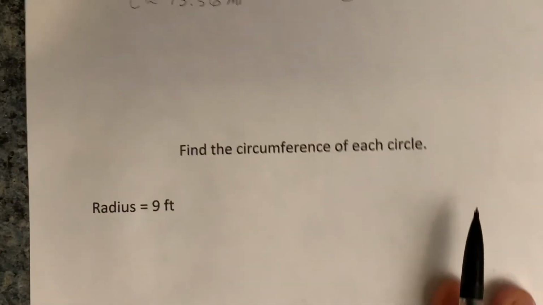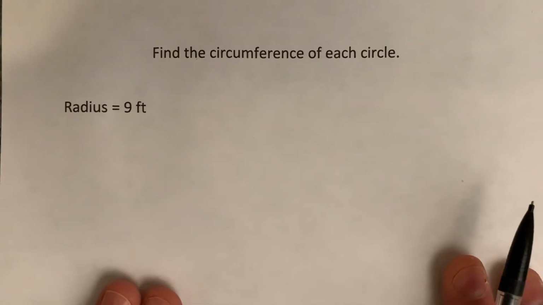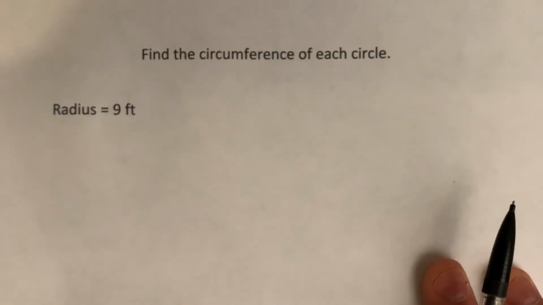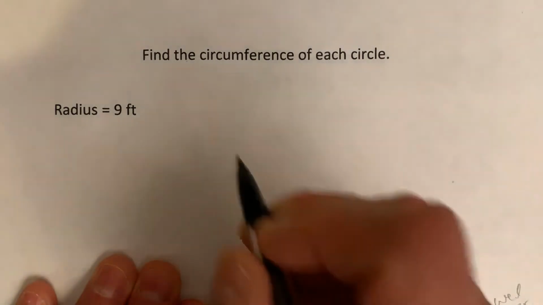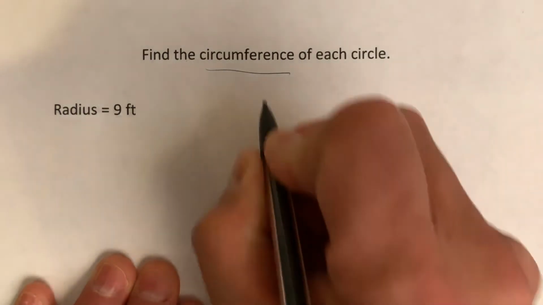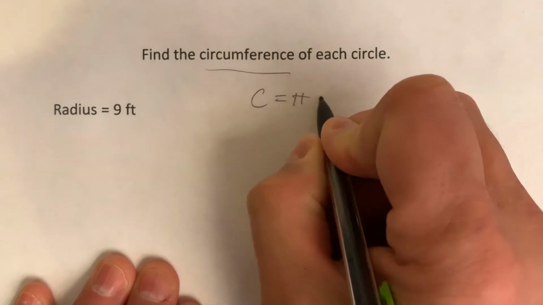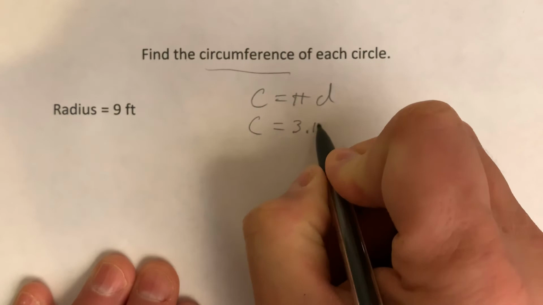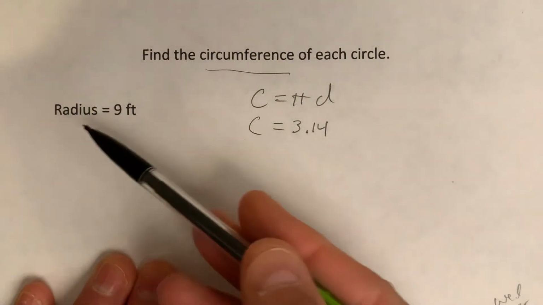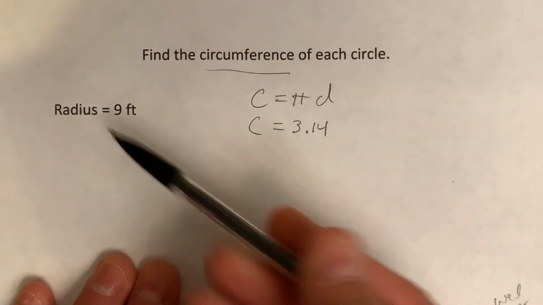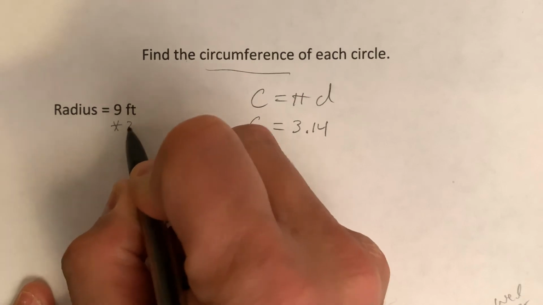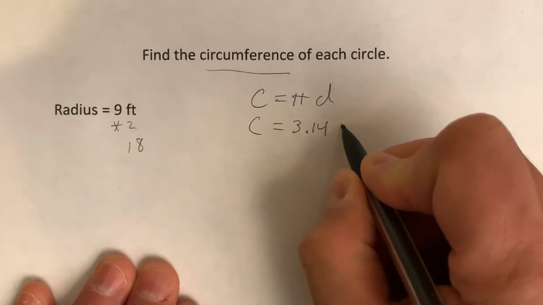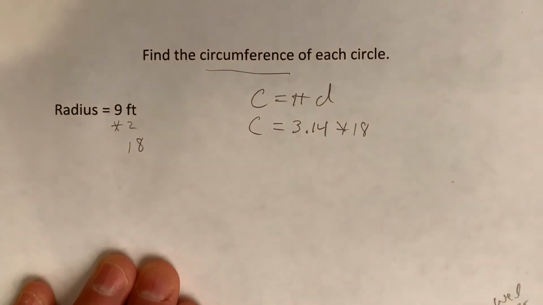This one here is a little bit different. This time it just gives you like a word problem. It doesn't really tell you much. It just says, find the circumference, and it gives you the radius. So we're going to use the same formula, of course, because it wants the circumference. So the formula is still C equals pi d. C equals 3.14. But this is not the diameter, it's the radius. So you have to double it because it's not big enough. So times 2 gives us 18. So we're going to say times 18.